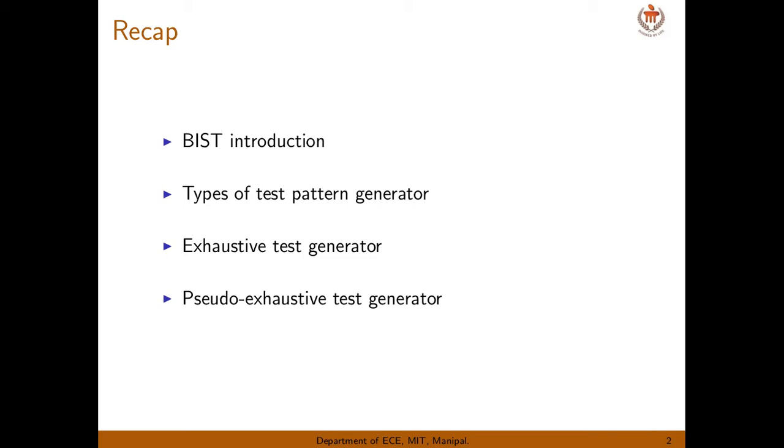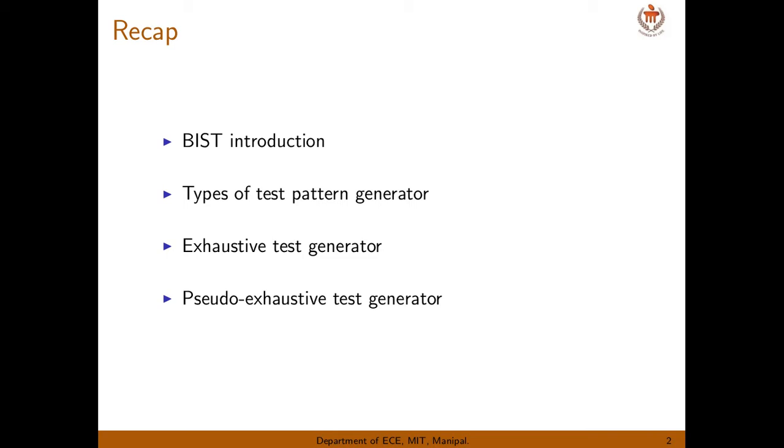In which we saw that there are three blocks. First block is test vector generator, second block is circuit under test, and third block is output analysis. In that we selected first the test pattern generator. In that we discussed different types of test generator. There are four types. In that we concentrated on exhaustive test generator and pseudo exhaustive test generator.